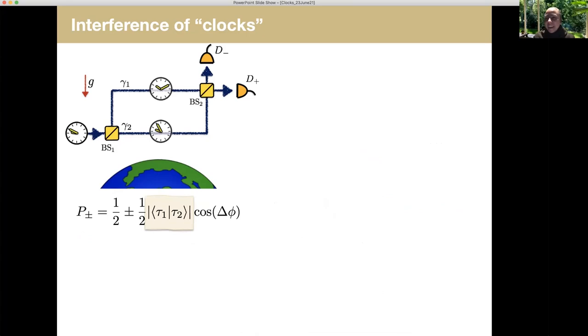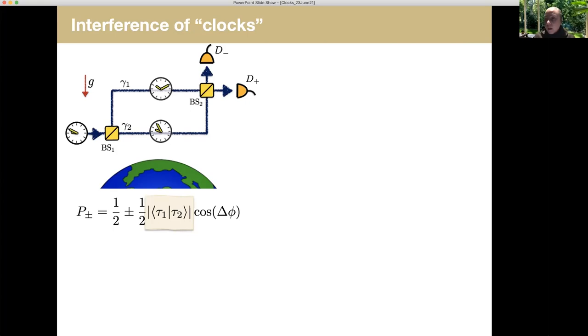But for a periodic clock, we expect also a revival. And this is simply because if the proper time is equal to a full period of the clock, these states tau one, tau two, that are just any degrees of freedom that we use to keep track of time, will become fully indistinguishable. And so we expect the periodic loss and revival of the interferometric contrast, depending on how proper time compares to the period of the internal evolution of the system.